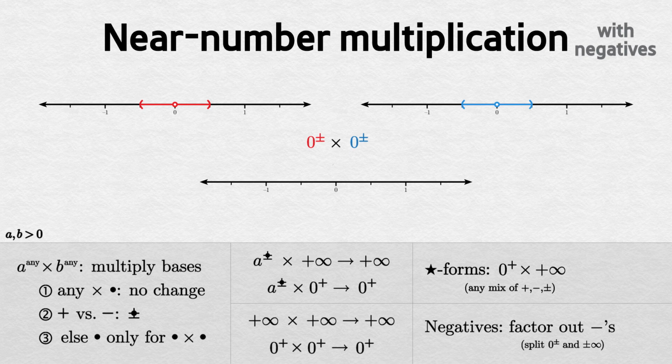Working one bit at a time, we have 0 plus times 0 plus, which gives a 0 plus, 0 plus times 0 minus, which gives a 0 minus, 0 minus times 0 plus, which gives another 0 minus, and 0 minus times 0 minus, which gives another 0 plus. So our result is 0 plus minus.